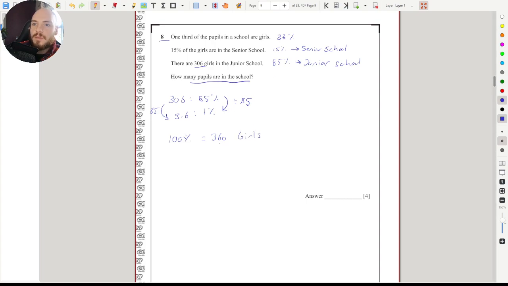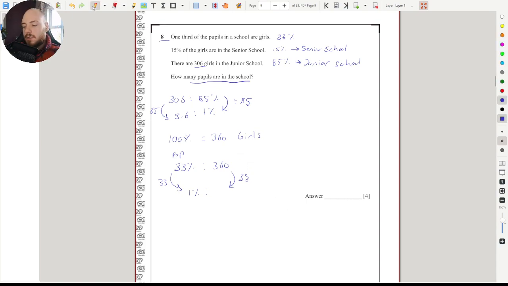Okay? And girls represent in our school 33% of the population, and that's 360 girls in the school. So we'll just do the same sort of operation again. We'll want to find out what 1% of the population is in the school. So divide by 33 to get to 1%. Don't need to divide by 33%, just 33.